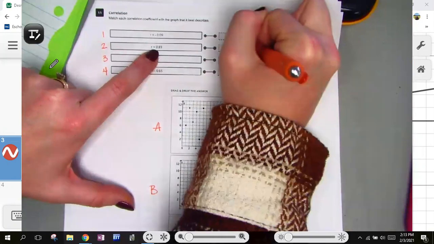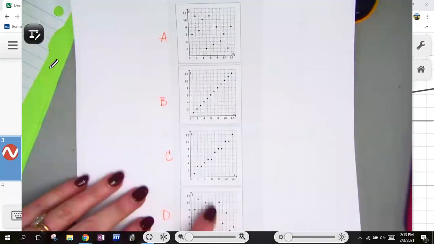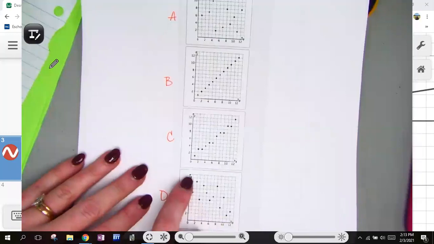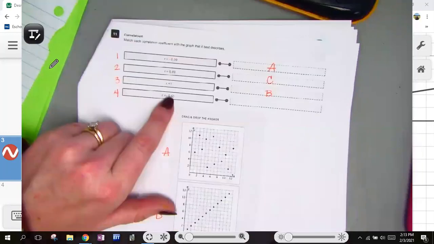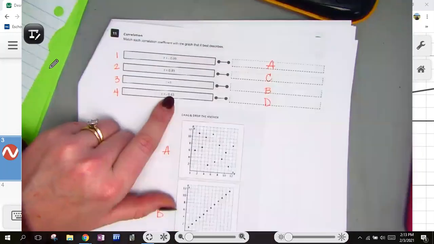The second one. And that leaves this last one. It's really weak. It's decreasing. So it would be negative 0.65.